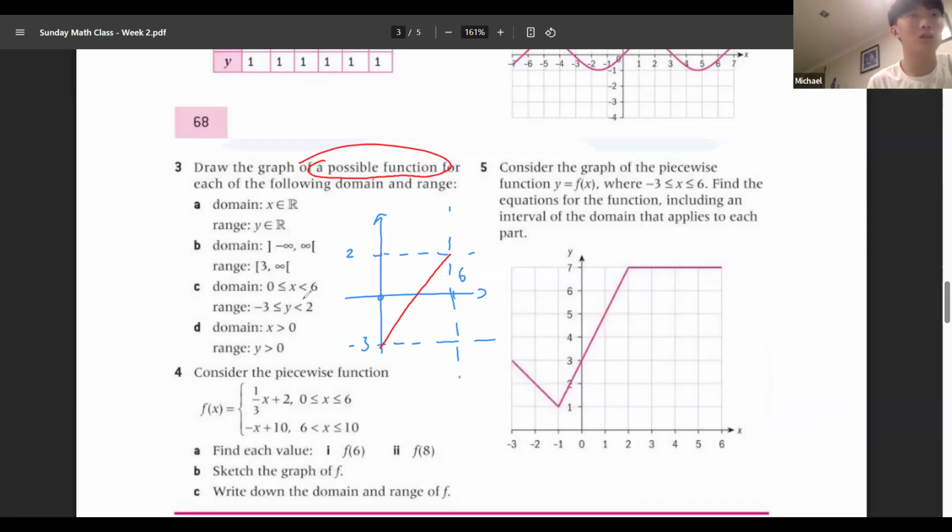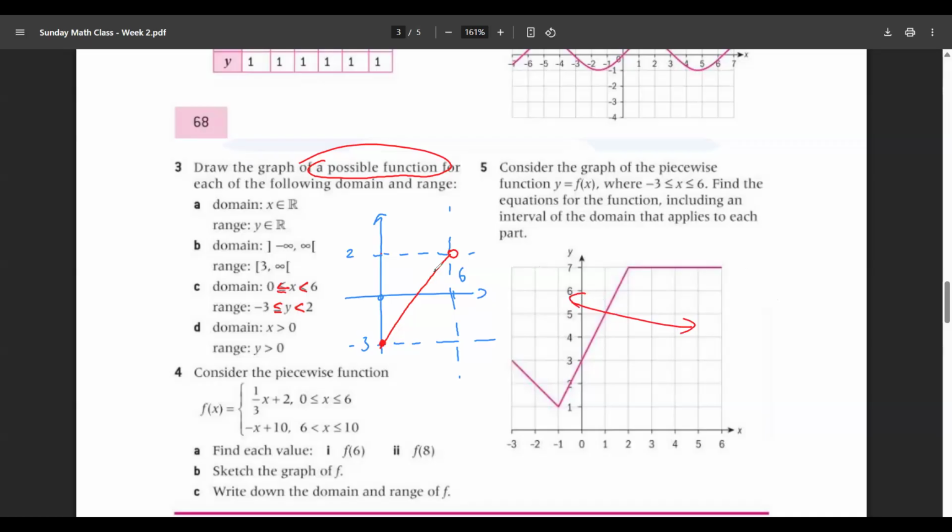But note how this is smaller or equal, and this is smaller, okay? So at 6, 2 has to be an empty point. And here has to be a solid point. Does that make sense? Yeah. By empty point, I mean, when we define the function, tell me first, what is this line? What is this red line? The equation of this red line.